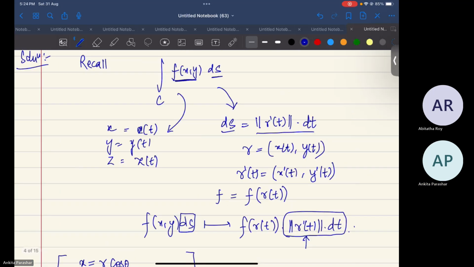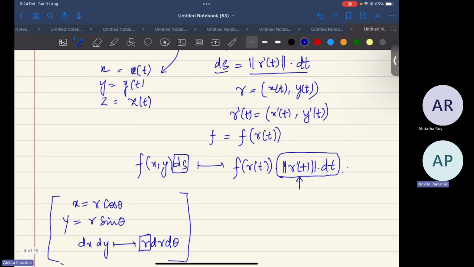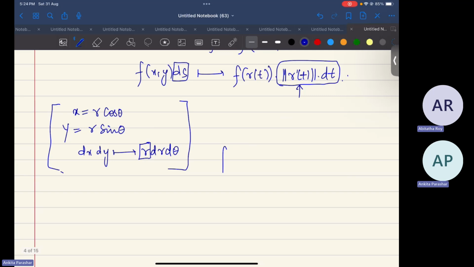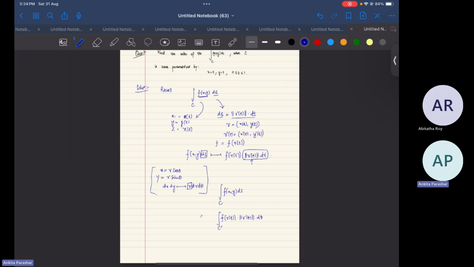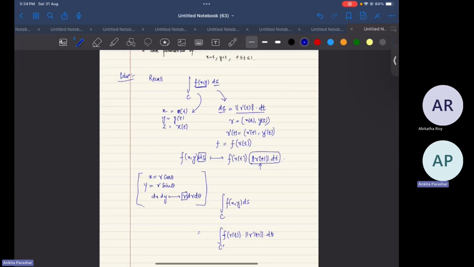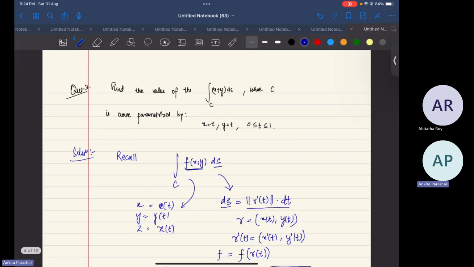So, okay. Once you remember this, then finally our integral of f(x, y) ds over the curve C is nothing but the integral of f of r(t) times the norm of r prime t dt, and this is over the parameterized curve, now I will write C prime. Now knowing all this, can you compute what we want? Yeah. So here is the value. You do that now.